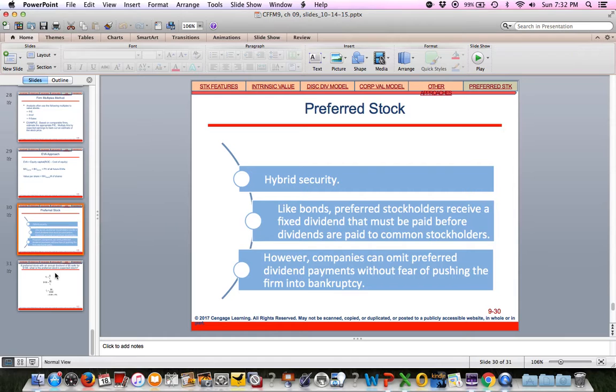Companies can omit preferred dividend payments without fear of pushing the firm into bankruptcy, which is a key reason why some companies will issue preferred stock. Because if you don't have the cash to pay dividends on your preferred stock, the shareholders cannot force you to do it. If you stop paying interest on your debt, holders can force you into bankruptcy and force you to liquidate to pay them back. So it's a key difference between preferred stock and debt.